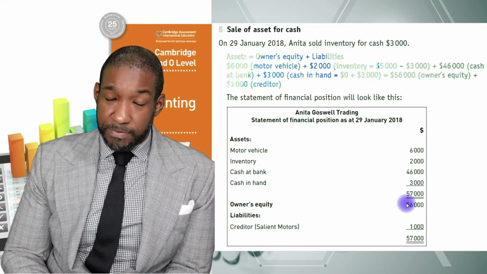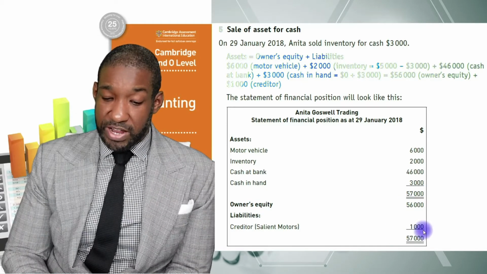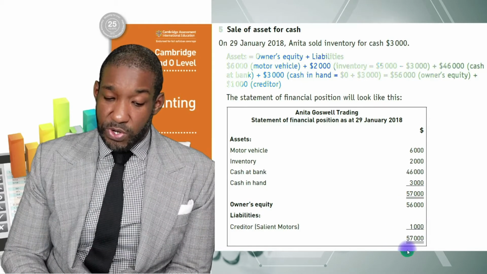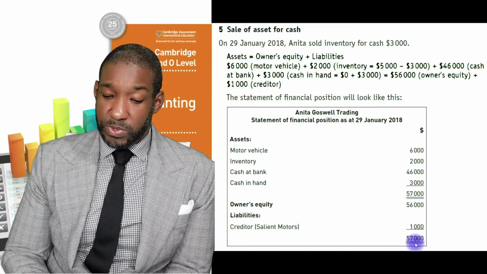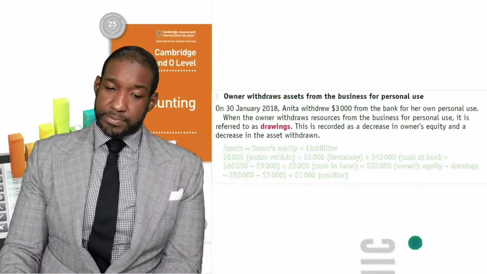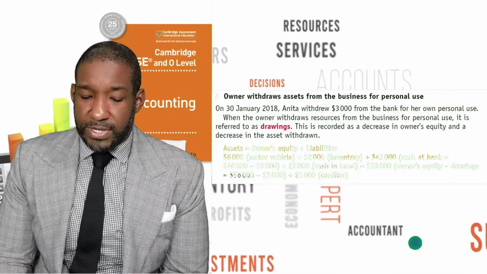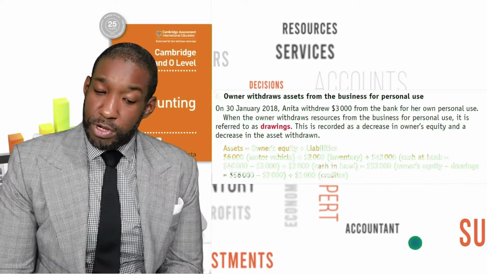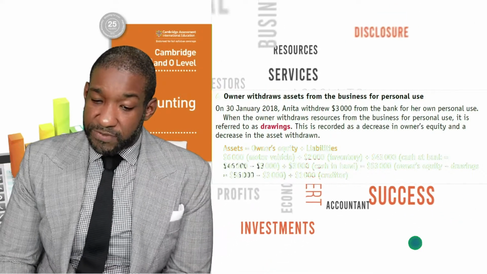Equity has not changed from $56,000. Liabilities have not changed from $1,000. So owner's equity plus liabilities equals $57,000. Number 6: The owner withdraws assets from the business for personal use.